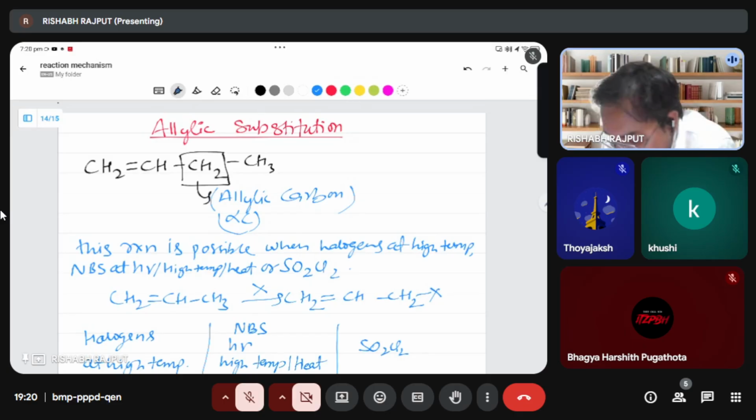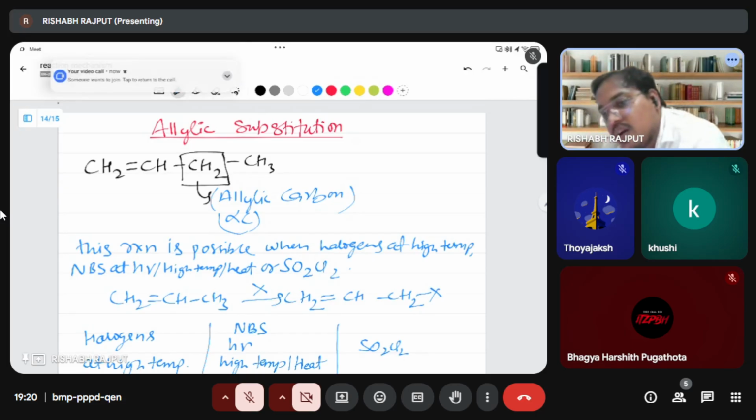Okay, guys. I already discussed allylic substitution, but here today we will go into allylic substitution with NBS. We will go into the mechanism part also. Why is it happening? And this reaction is also in.